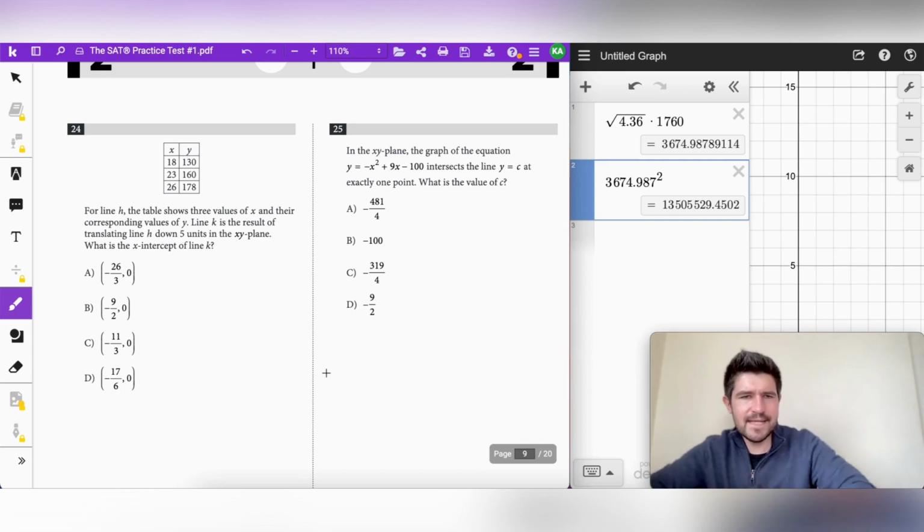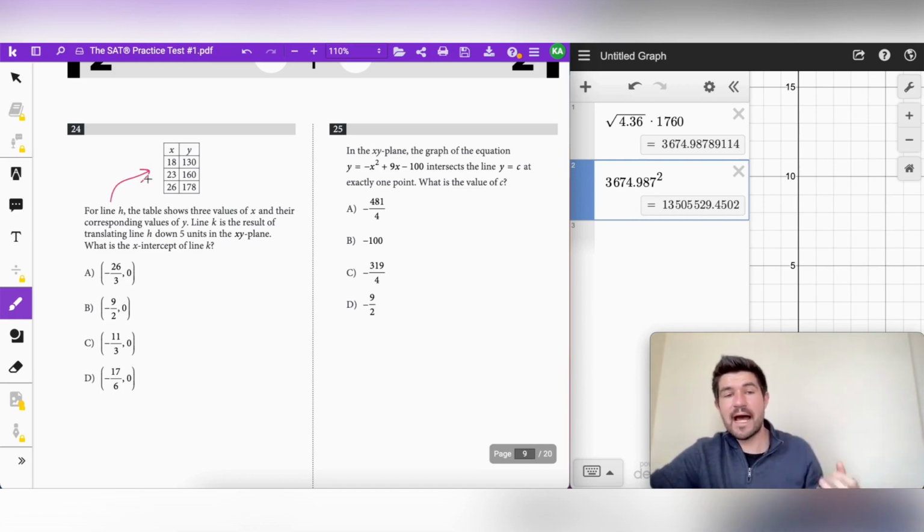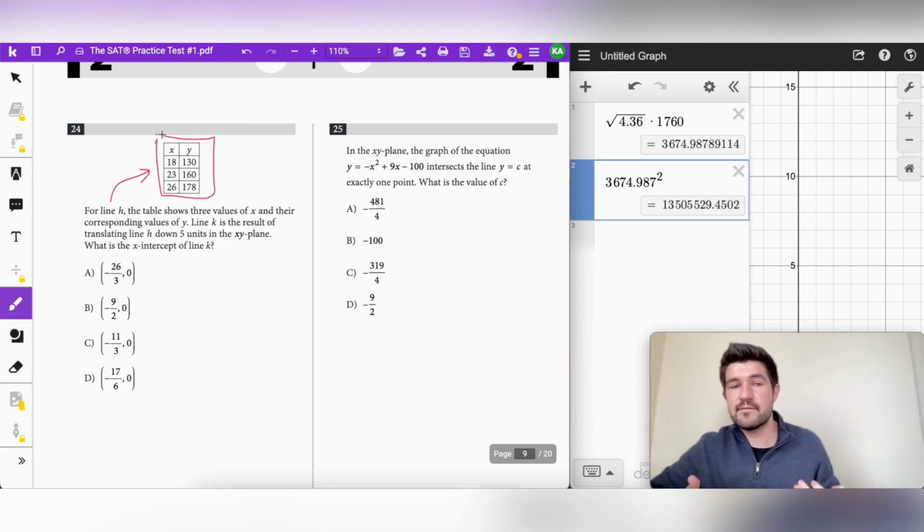We've got a table, 3 values of x and their corresponding values of y. And this is for line H. So line H is the one shown in the table. Line K is the result of translating that line that we see in the table down 5 units. And then they say, what's the x-intercept of line K? So we've got a couple things that we need to do. We need to find maybe the equation for this line from the table, maybe put it into Desmos, and then try to shift it down 5 and find the x-intercept.